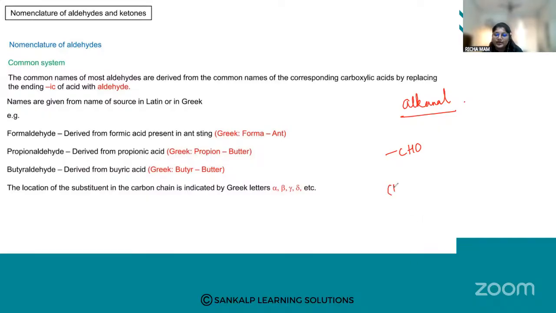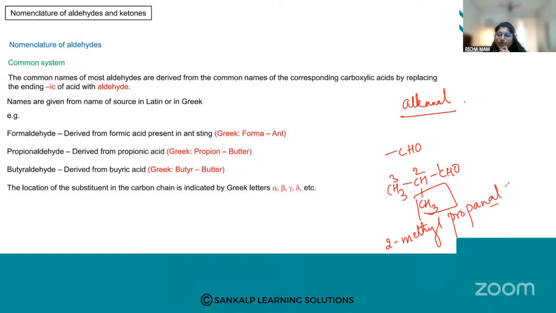If I give CH3, CH, CH3 and CHO, what is the name? With respect to the carbonyl, this is the first carbon, second carbon and third carbon, and this is the substituent. So how am I going to give the name? It is 2-methylpropanal. You replace the "e" with "al", where "al" means aldehyde.